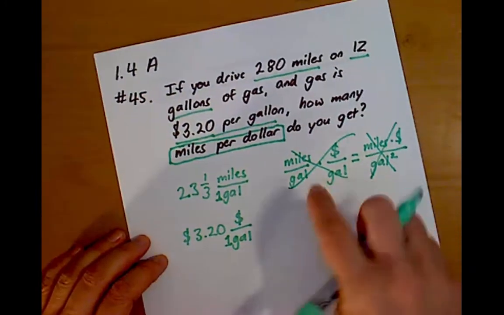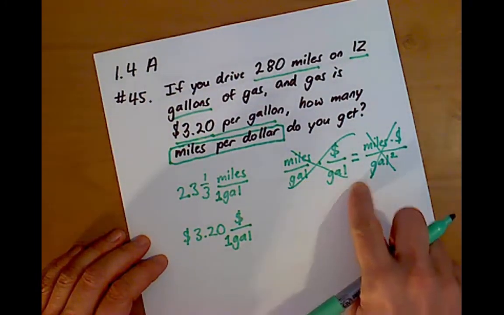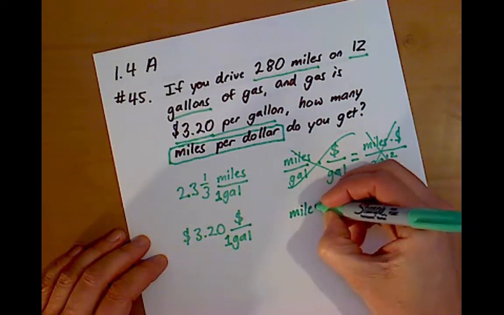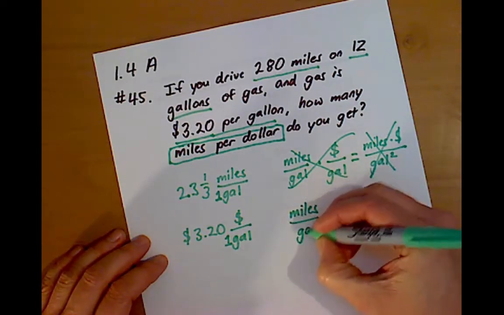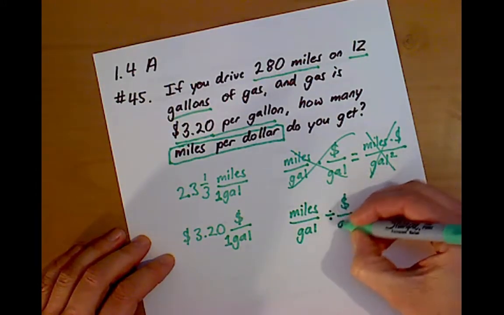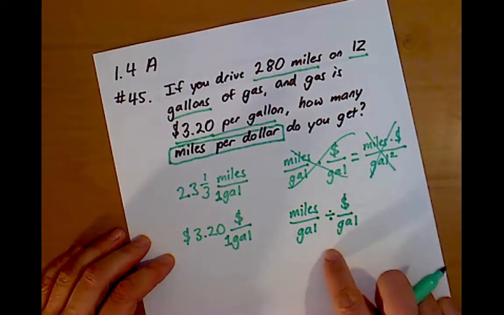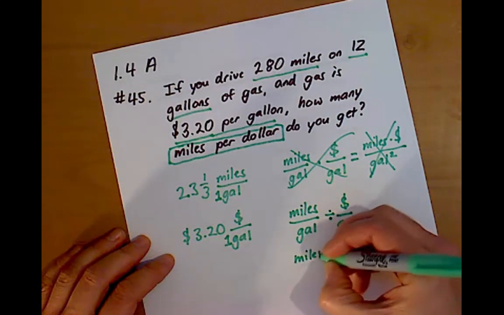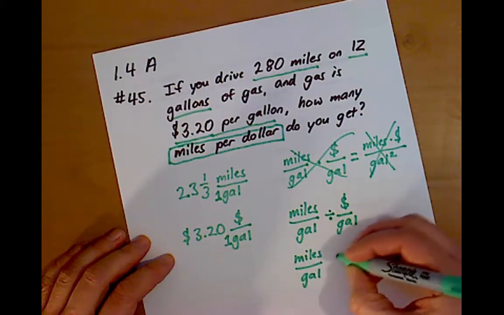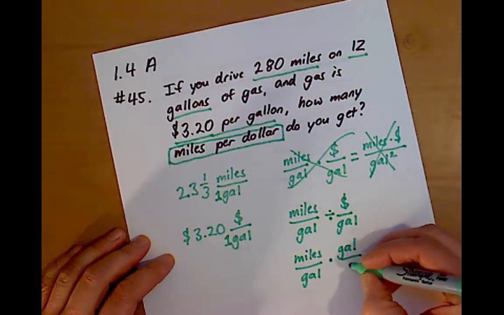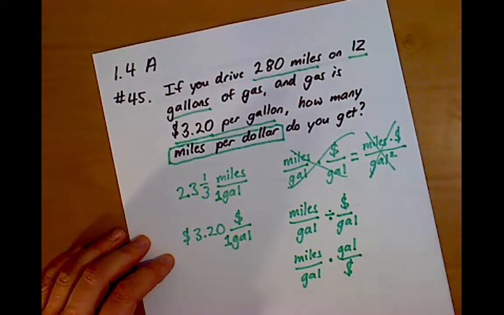Okay? So let's try the same thing, but with dividing, so we can see if we're supposed to divide. Miles per gallon divided by dollars per gallon. Now, when we divide fractions, we keep the first one, and then we multiply by the reciprocal of the second one, gallons per dollar. So we flip that one over.